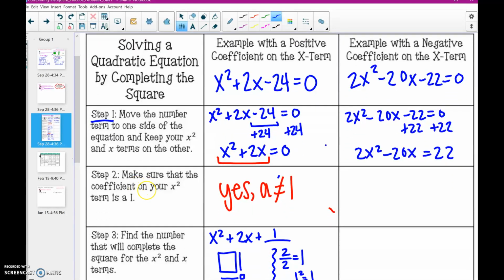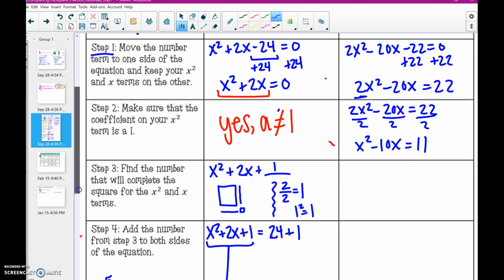Make sure for step 2 that your a value is equal to 1. It's not. It's a 2. So what do we normally do? We factor the greatest common factor out. And it's even easier with equations because all we have to do is divide everything by 2, because if we do, we will still have the same equation. And by same, I mean we'll still have an equation that is equivalent to what we just had. So 2x squared divided by 2 is x squared, minus 10x, 20 divided by 2, equals 11. We jump right back to where we were.